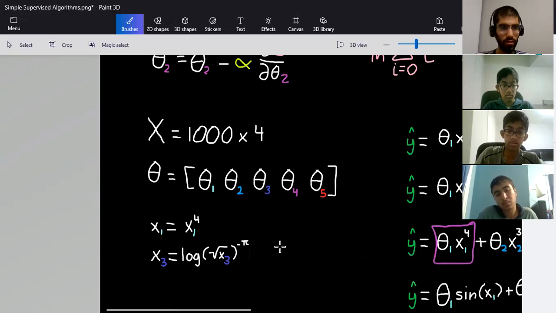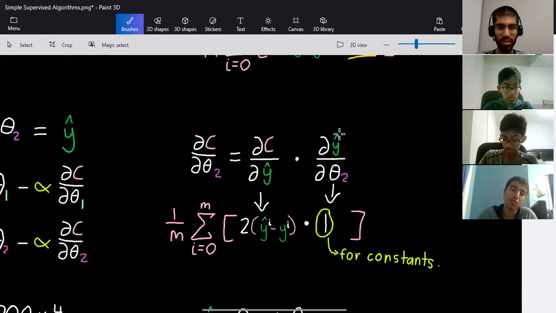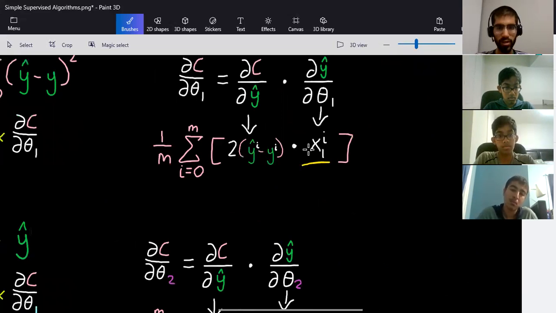Get what I'm saying? So don't be like, okay, I'm going to first take x1 and replace it with x1 raised to the power of 4, and then I'm going to do it again when I'm doing the backpropagation calculation. By the time you get here, x1 is already equal to x1 raised to the power of 4. So you don't need to raise this value again. Do you get what I'm saying? Just do it once at the beginning.